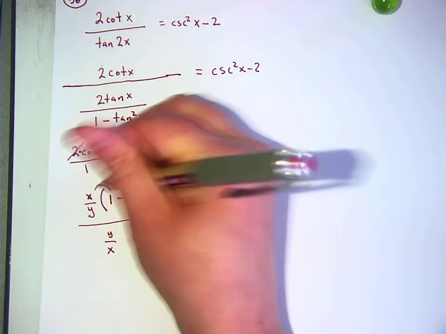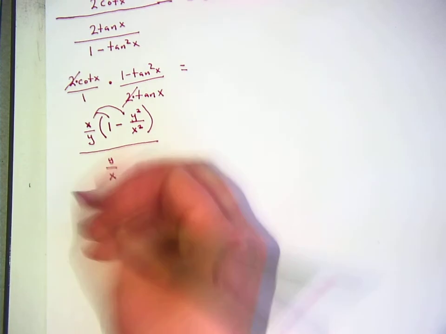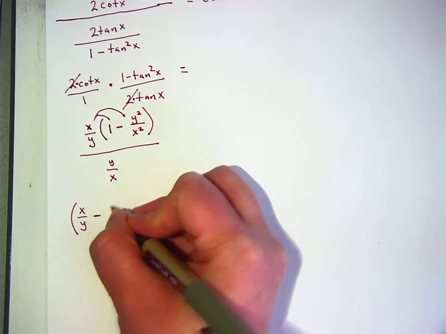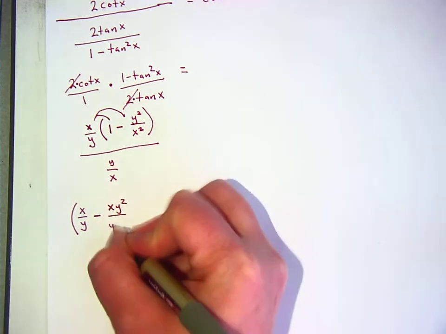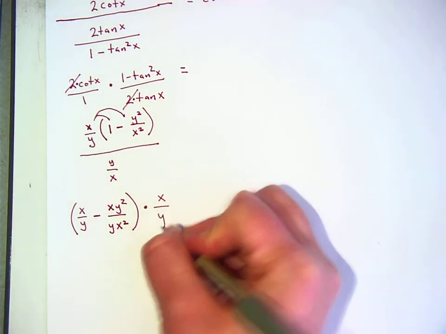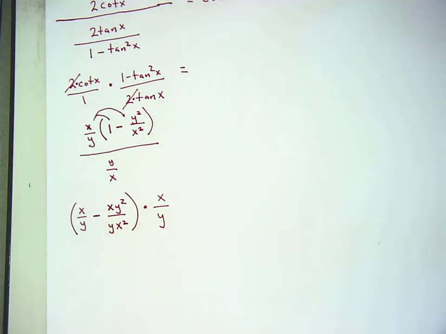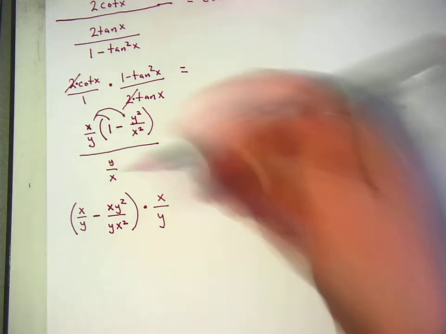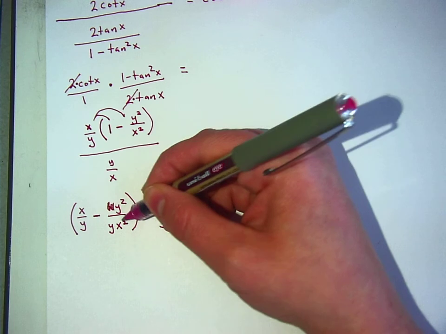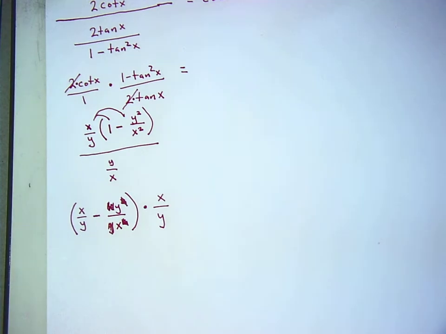All right, now if I distribute this to both of them, I end up with x over y minus x y squared and y x squared. And then I'll write times x over y. That's this one just flipped. All right, let's see. If I clean this side up a little bit, I can take an x out of here and an x out of the bottom. You can take a y out of here and a y out of the bottom.